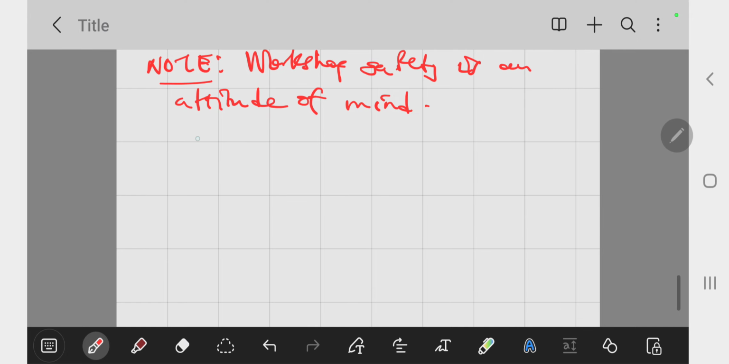Now let's look at the scope of the lesson, what we expect to look at under chapter 1. So let's say scope of the lesson.